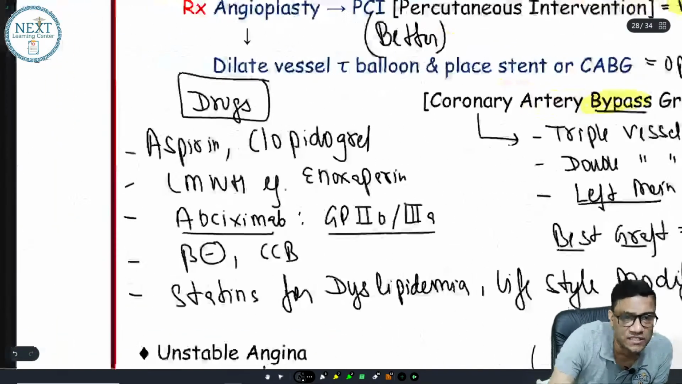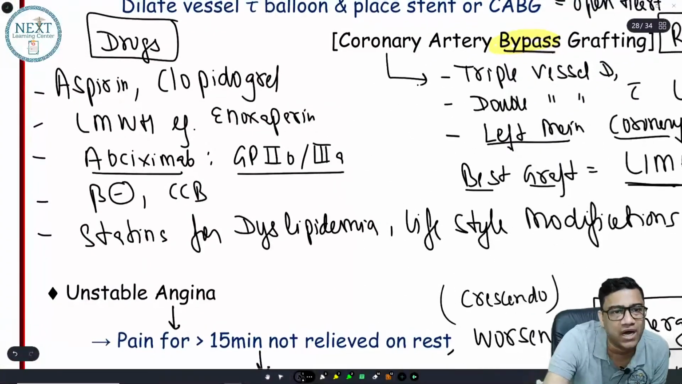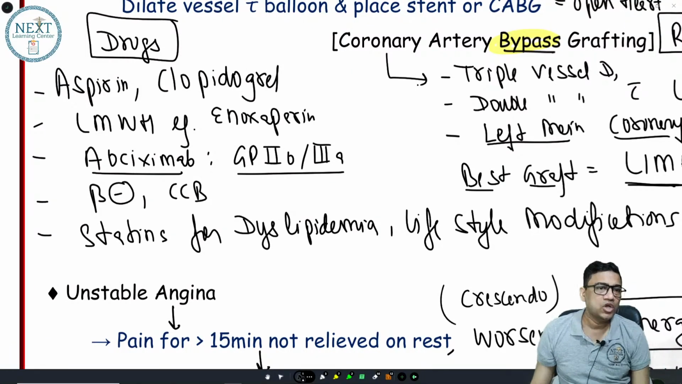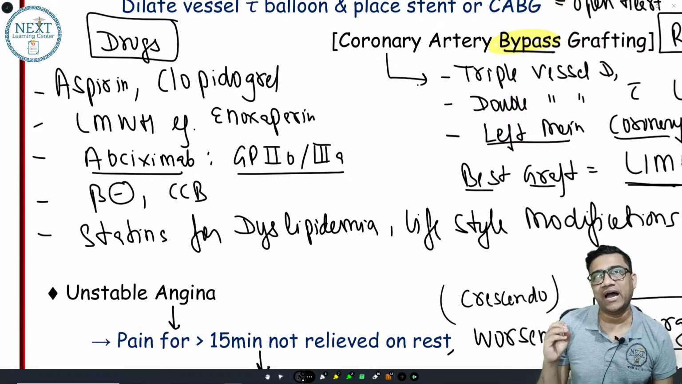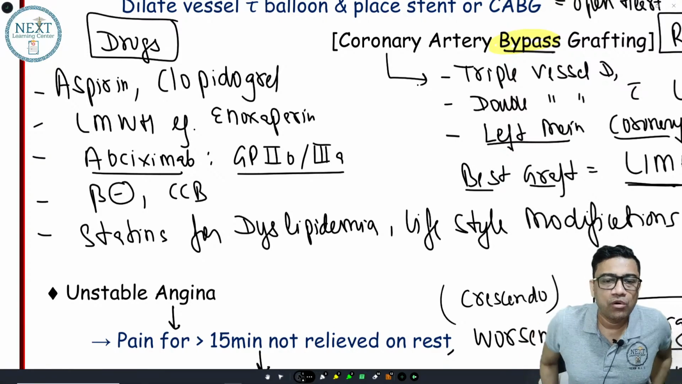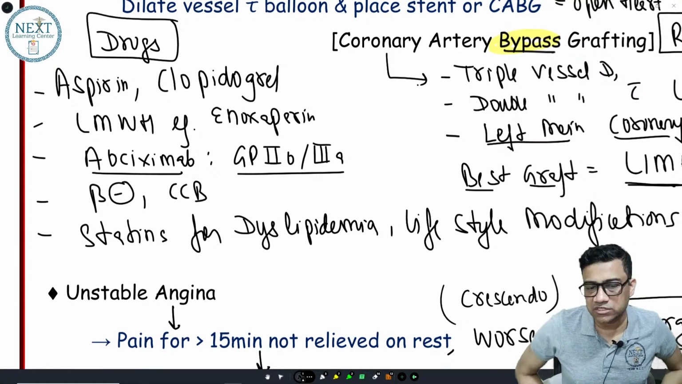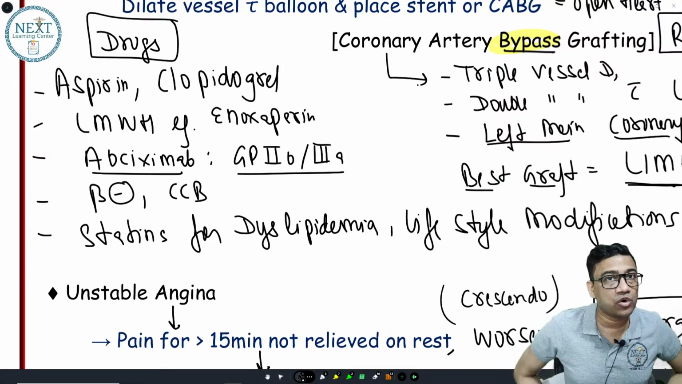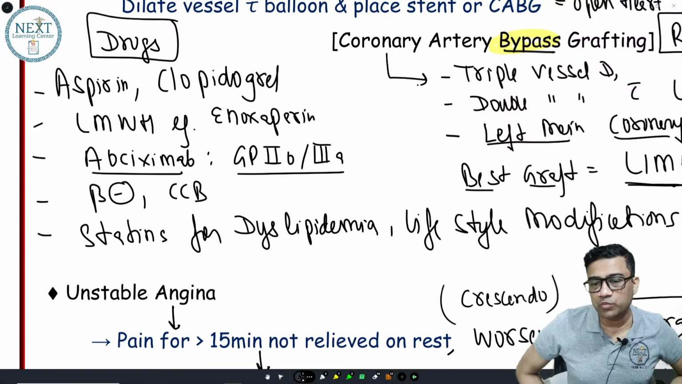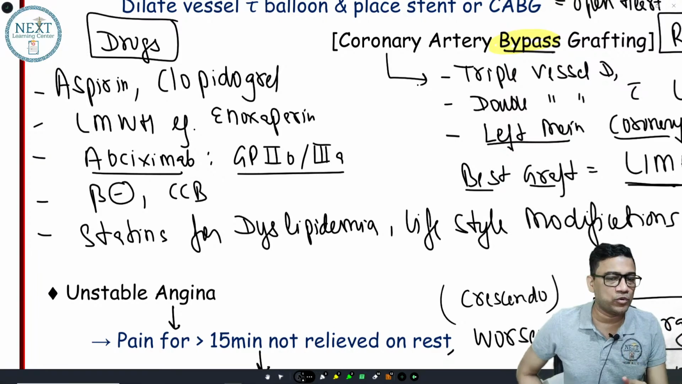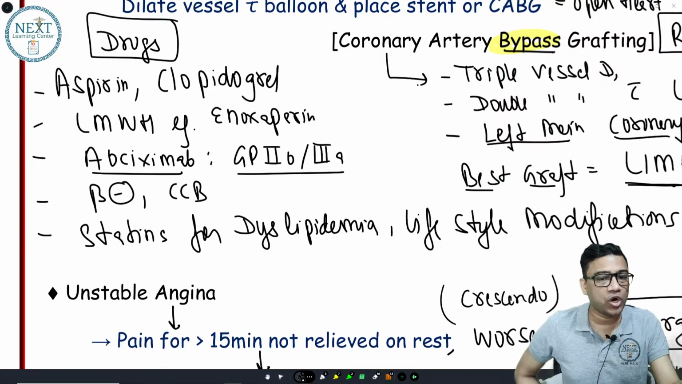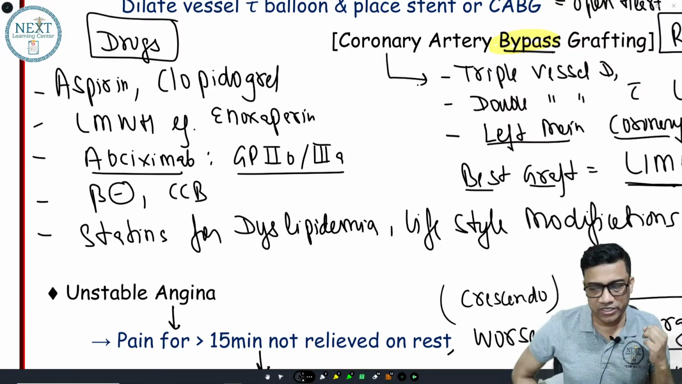LIMA is the left internal mammary artery, or we can also use saphenous vein. What are the drugs we use? Drugs we use are aspirin, clopidogrel, low molecular weight heparin like enoxaparin. Then we can use a monoclonal antibody called abciximab, which is a glycoprotein 2B/3A blocker. It blocks the glycoprotein 2B/3A which promotes clots, so that will become an anti-clotting drug.